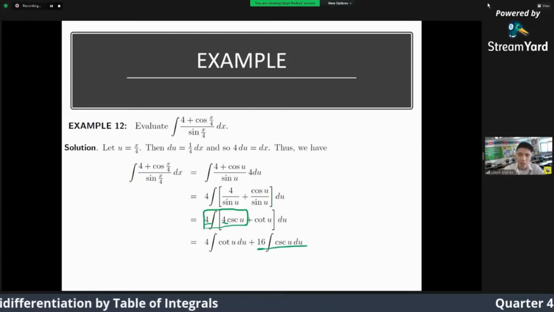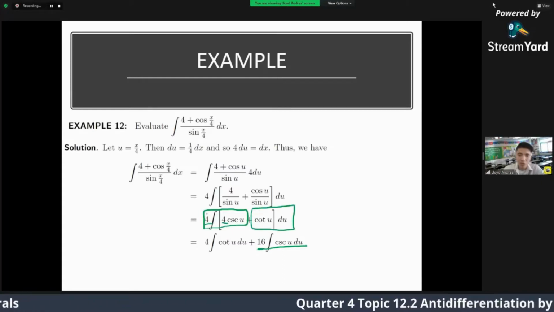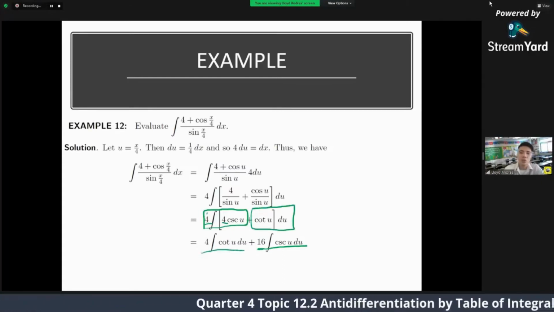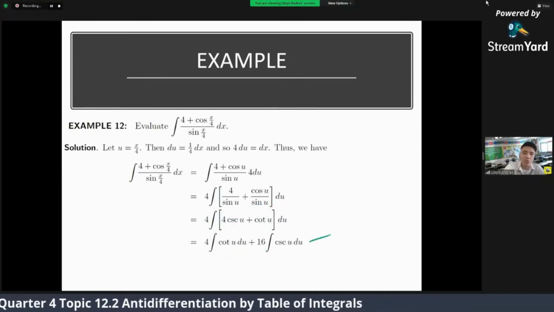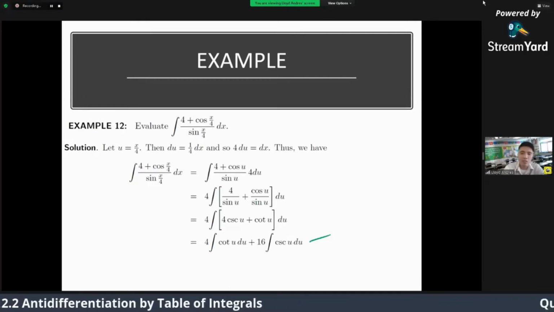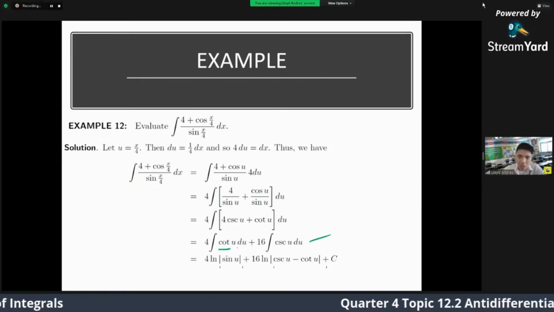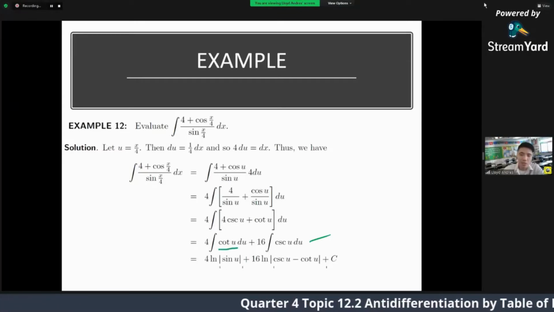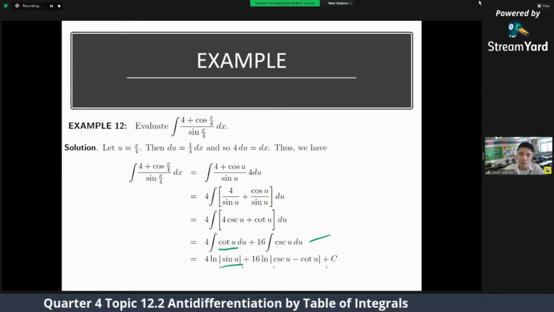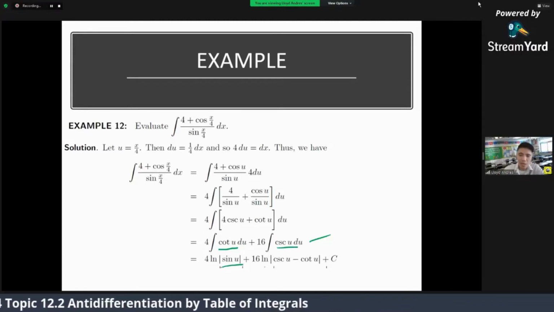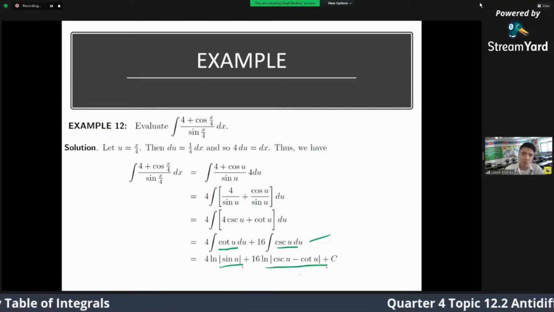While kaning part, i-distribute niya si 4. So, mo nang na 4 cotangent u du. And then, from here, gamit na siya atong table of integrals. That ang integral ni cotangent u is just ln of the absolute value of sin u. While integral ni cosecant u is ln of the absolute value of cosecant u minus cotangent u.